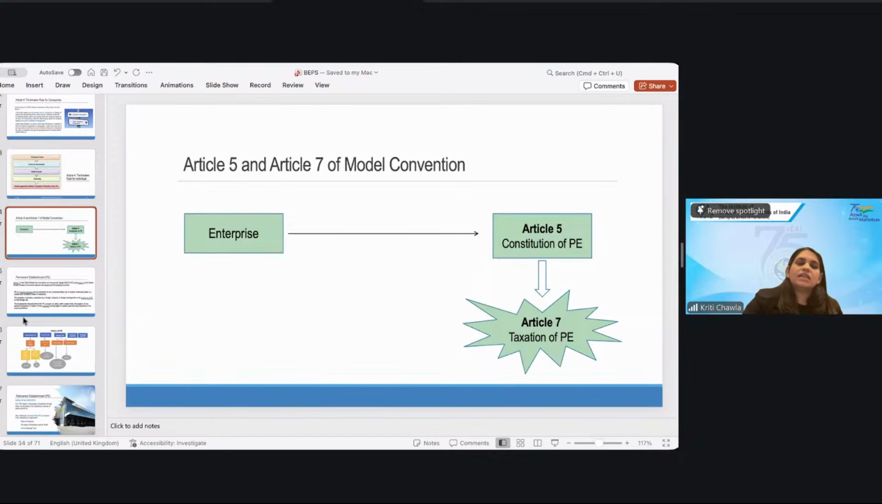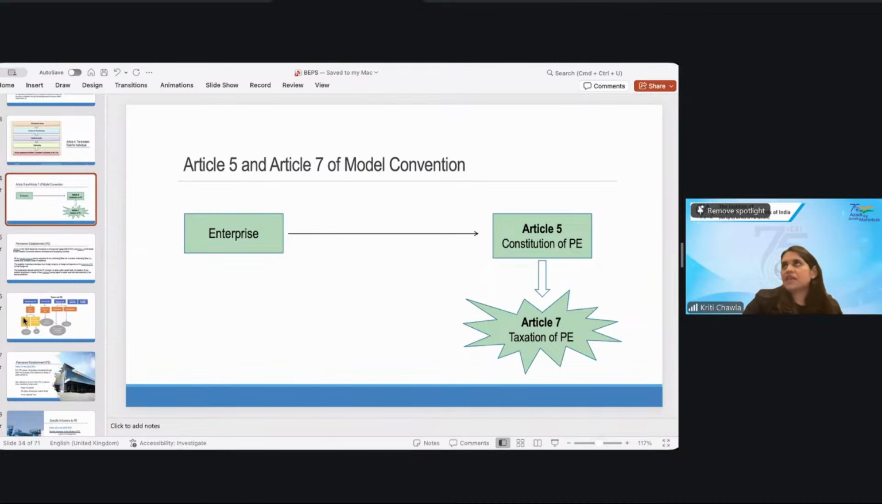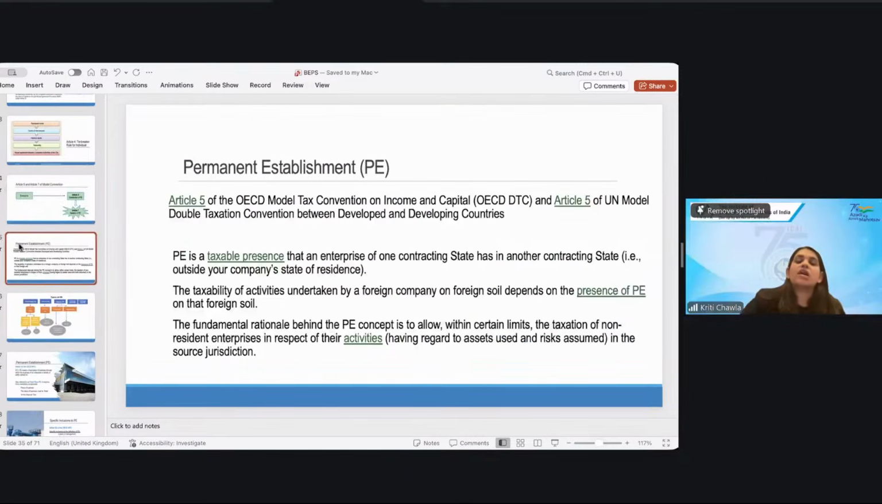Now, the next thing is Article 5 and Article 7 of the Model Taxation Convention. Article 5 talks about a concept which is called permanent establishment. And then Article 7 talks about the taxation of permanent establishment. Article 7 is actually business profits, but it talks about how permanent establishments will be taxed. So let's look at the first one, which is Article 5.